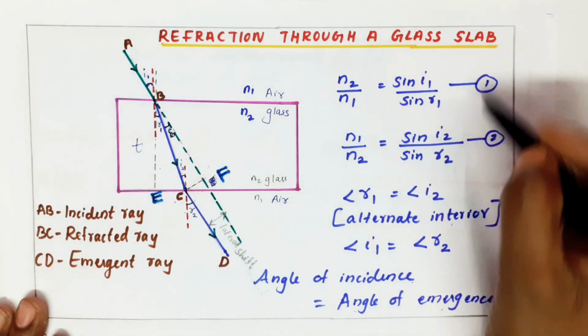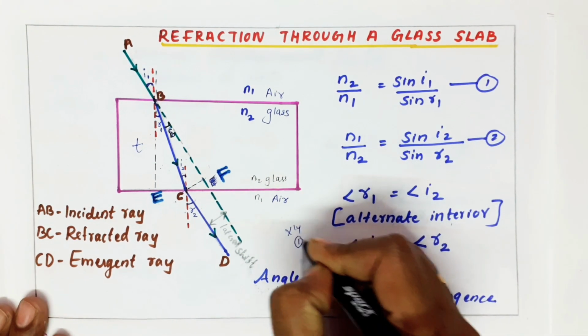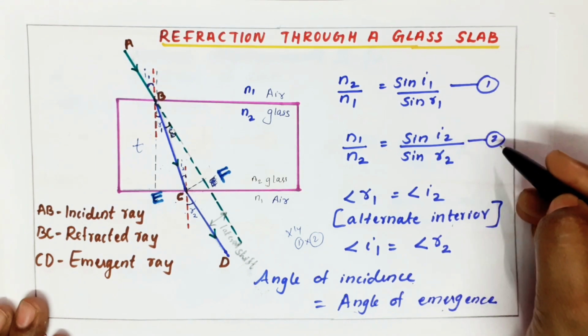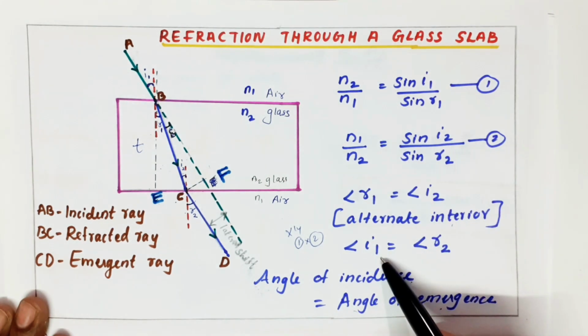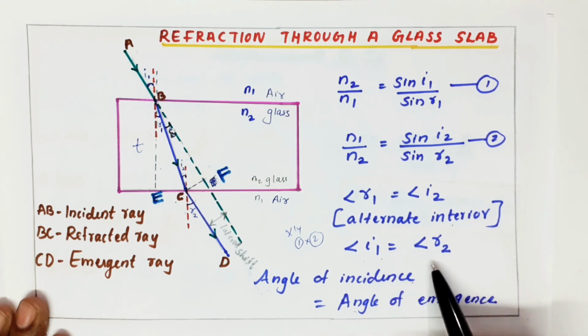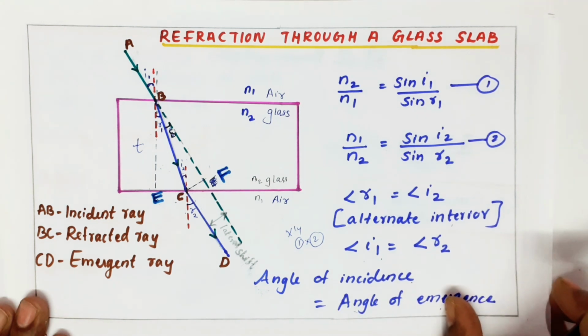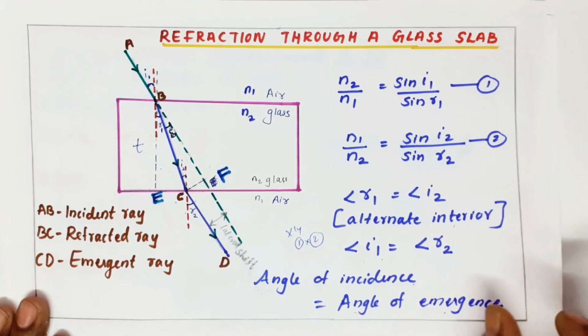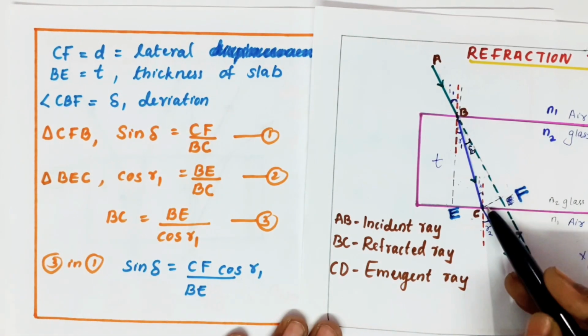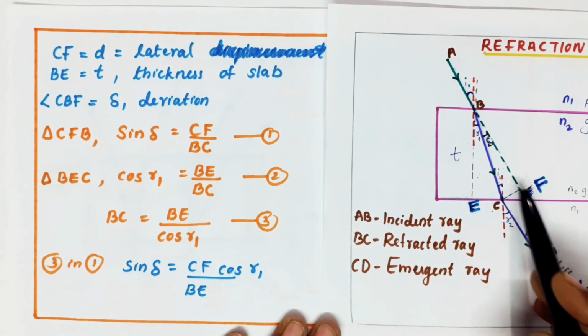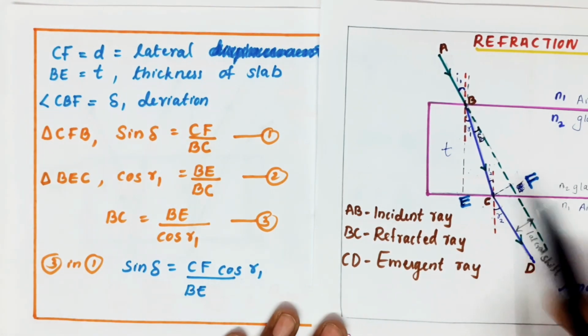Next you do one thing, you have to multiply equation number 1 and 2. If you multiply equation 1 and 2, these two terms become 1. The same terms get cancelled and we get sin i1 is equal to sin r2. Sin cancels, so i1 is equal to r2. It means that the angle of incidence is equal to the angle of emergence. Okay, now they may ask in some question, what is the displacement? Lateral displacement. This, as I told, can be called a shift or lateral displacement.